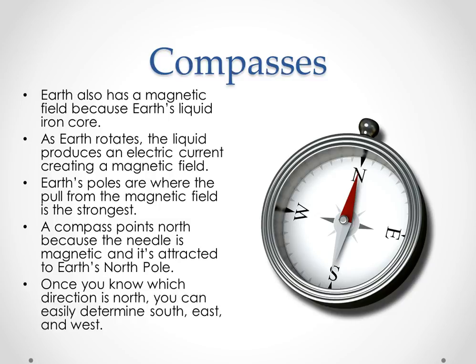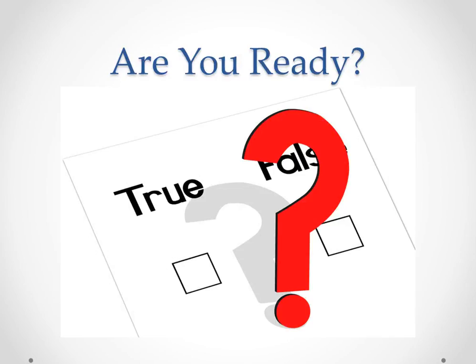Once you know which direction is north, you can easily then determine south, east, and west, as long as you know your cardinal directions. In this lesson, we learned about how magnets work, what a magnet is, what they are attracted to, what they are repelled from. And we also learned how Earth has its own magnetic field, and that's how a compass is able to be used, because a compass is designed to be attracted to that North Pole.